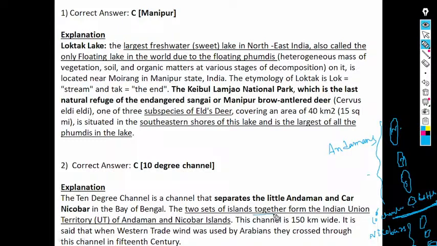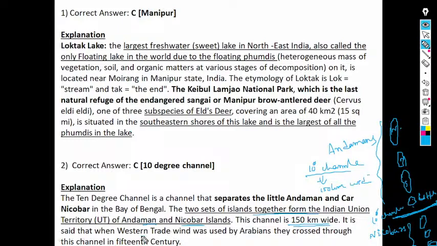The two sets of islands together form the Indian Union Territory of Andaman and Nicobar Islands. This 10-degree channel is basically 150 km wide.